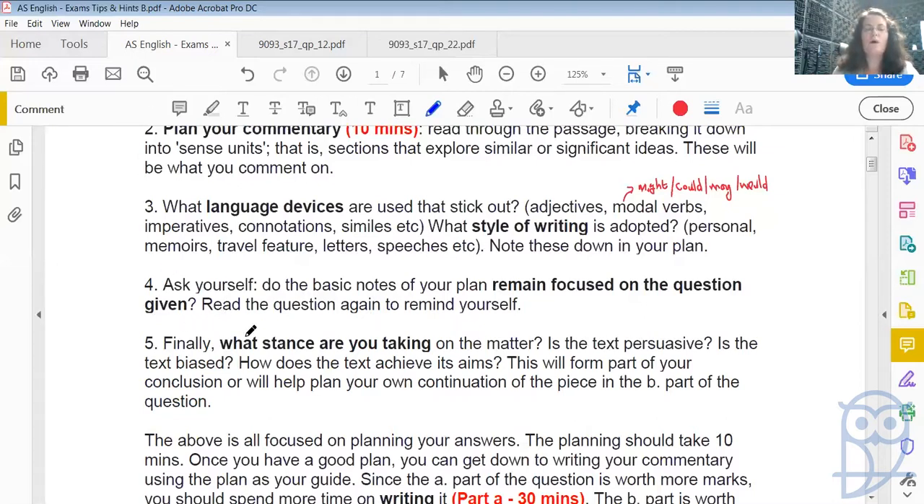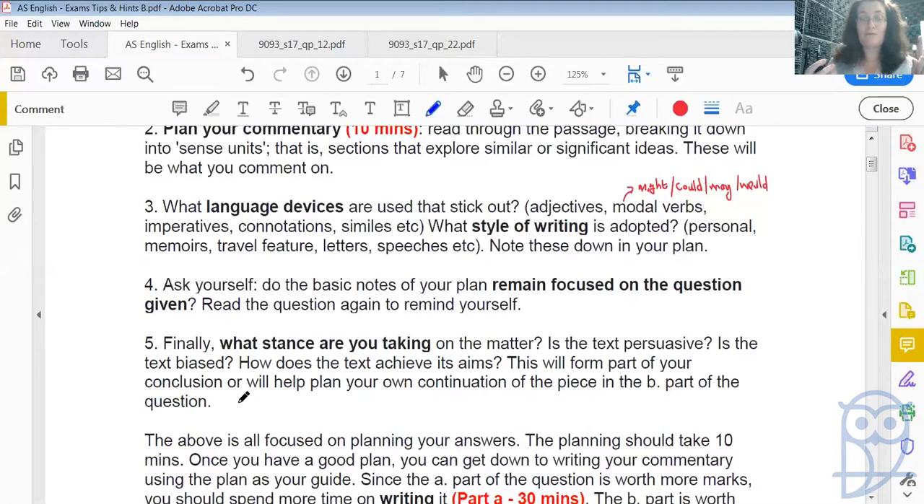Finally, what stance are you taking on the matter? Is the text persuasive? Is the text biased? How does the text achieve its aims? This will form part of your conclusion or will help plan your own continuation of the piece in the B part of the question. Okay, so you've got to think about the text. Yes, you're going to look at it in detail. You're going to look for language devices, like we've already said.